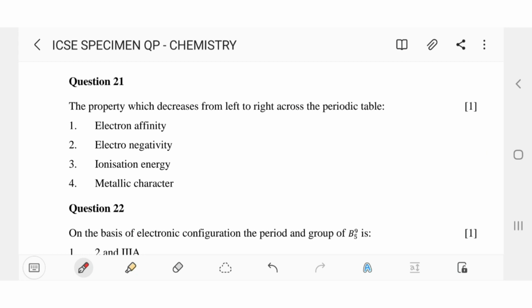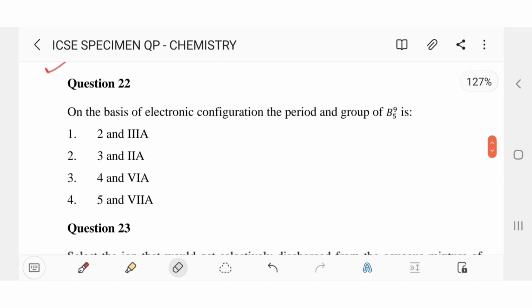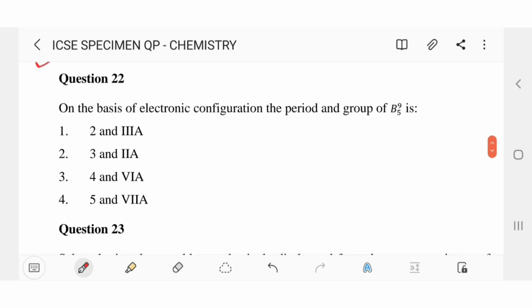21st question, the property which decreases from left to right in the periodic table. Okay. Electron affinity, electronegativity, ionization energy, these all increase. So correct option is metallic character. Question number 22. On the basis of electronic configuration, the period and group of B, that is boron, is, okay, boron is 2,3 and it is placed in the second period. So which option is it? The first option. We will not see what is the group number, we will just tick because the period number is 2.